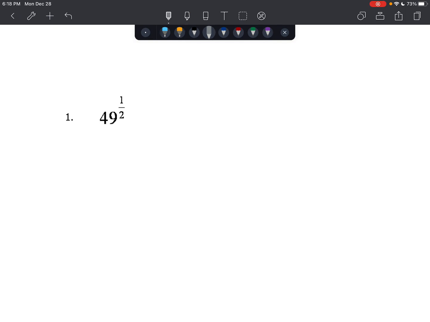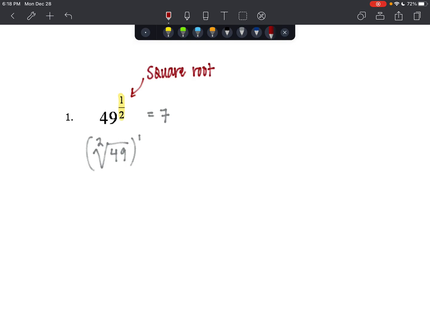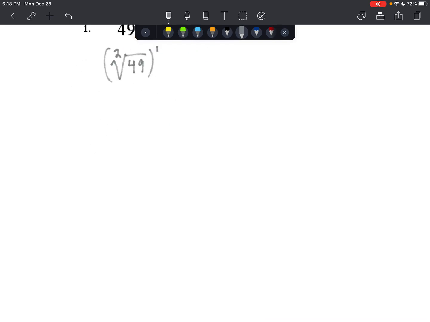We've got 49 raised to the 1/2 power. Well, that's the same thing as the square root of 49 to the 1st power. The square root of 49 is 7. Now these 1/2 powers, I'd make myself a note, the 1/2 power simply is a square root. So the square root of 49 is 7. Easy peasy. Let's try another.